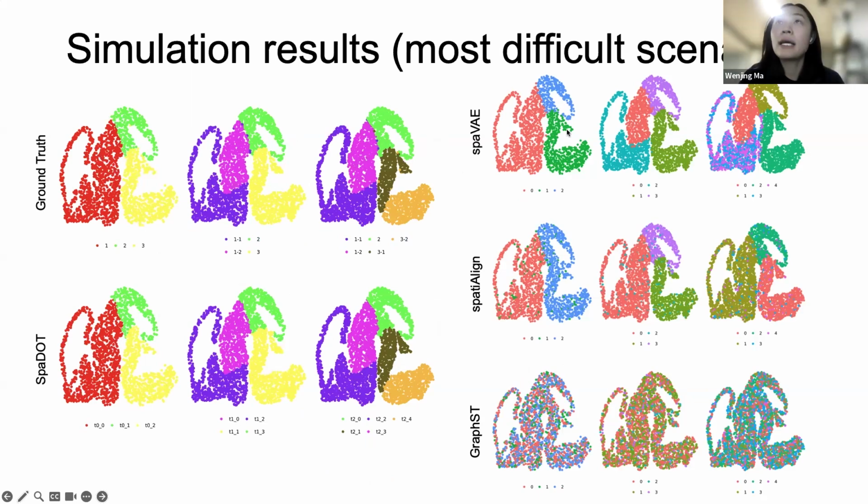But if checking the other methods, these 2 are also top performers, which are the second and the third performer. We can see that SpotVAE is hard-pressed to detect the split in the third time point. And for SpotAlign, it can only detect certain big regions, but considers some random dots in there as different domains. So that's absolutely not true.